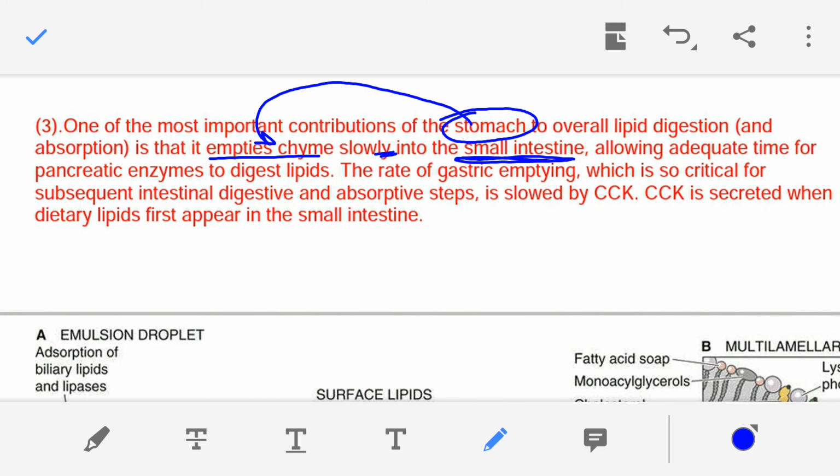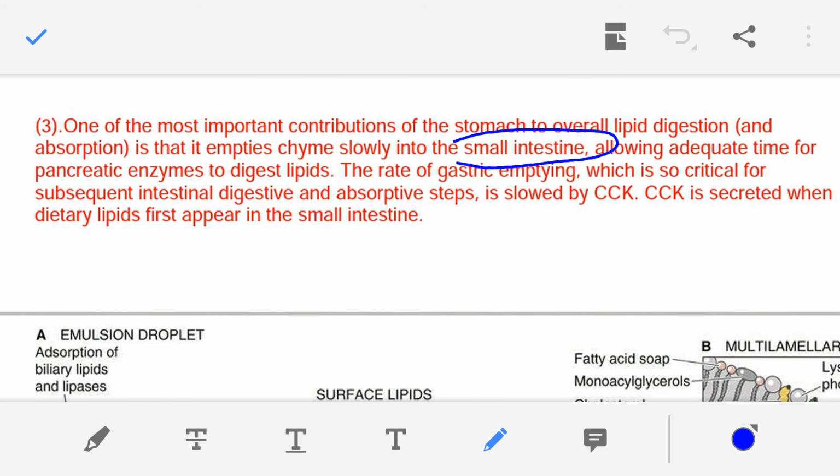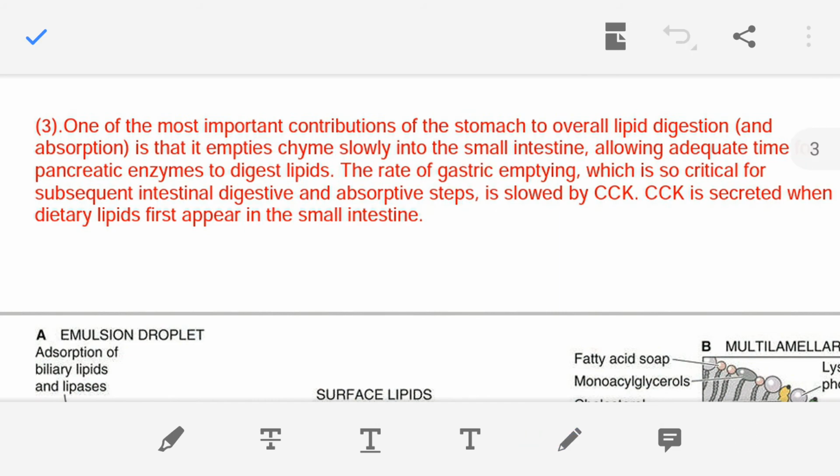So we can say in the small intestine the chyme remains for a longer time. As the chyme remains in the small intestine for a longer period of time, the enzymes of the pancreatic juice, the lipases, can act on this chyme, that means on the fat which is present in the chyme. So slowly, the process of lipid digestion takes place in the small intestine. So the role of the stomach is to empty the chyme slowly into the small intestine.